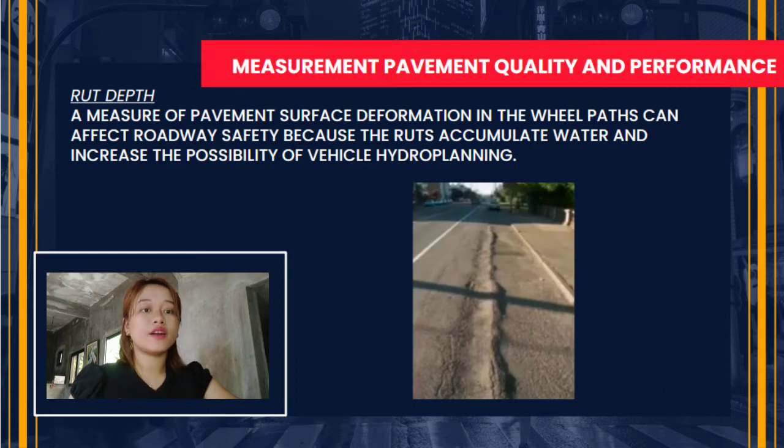Next is the rut depth. A measure of pavement surface deformation in the wheel paths can affect roadway safety because the ruts accumulate water and increase the possibility of vehicle hydroplaning. So this is a picture of rutting. As you can see, it is the path of the wheel. This deformation may accumulate water, greatly reducing braking and steering effectiveness.